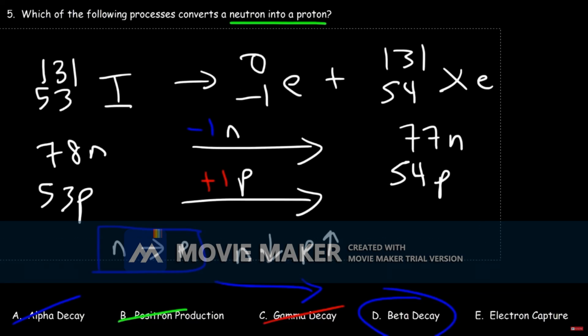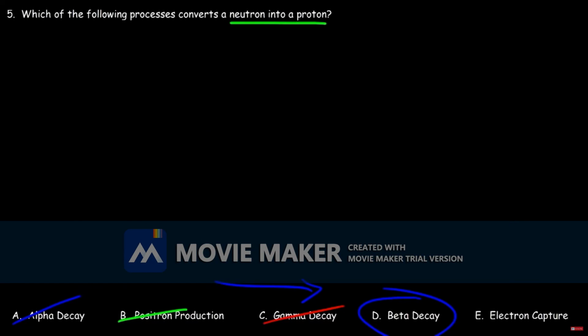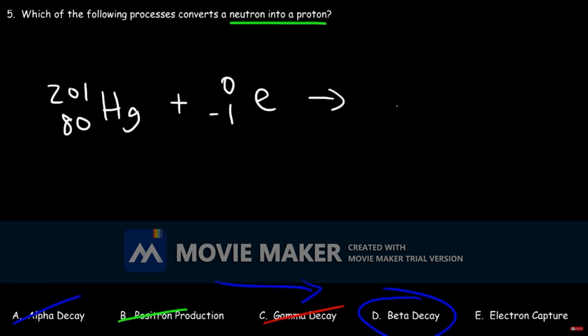And I'm going to use mercury-201 for this example. Now, in electron capture, the electron has to be on the left side as opposed to the right side. So what happens is the nucleus captures one of the inner core electrons, and a nuclear reaction occurs. 80 plus negative 1 is 79, and so gold has an atomic number of 79. Mercury has 80 protons, gold has 79 protons.